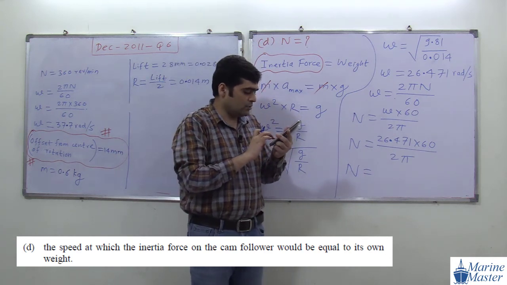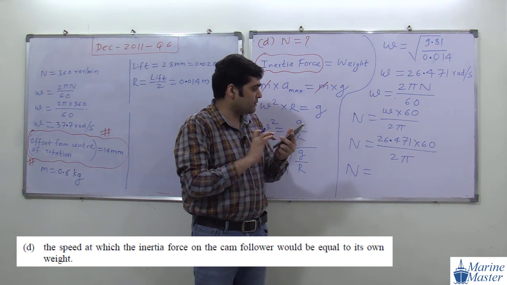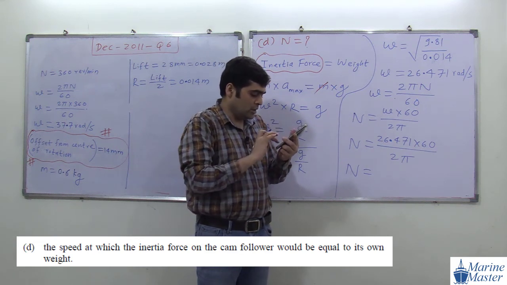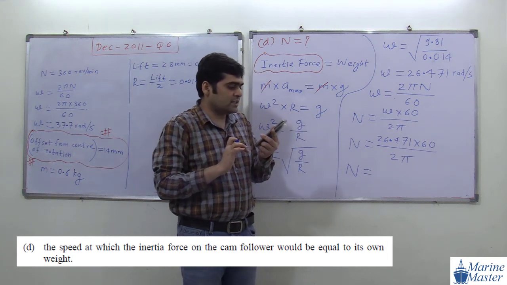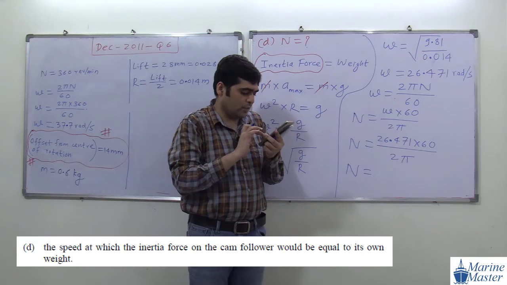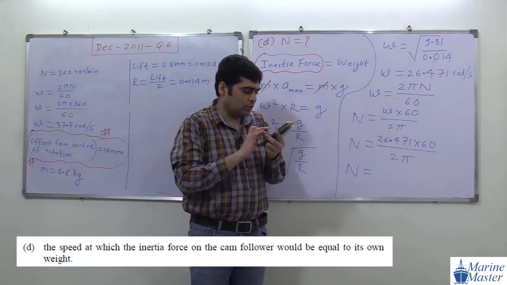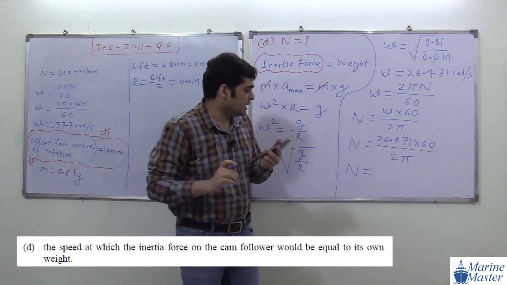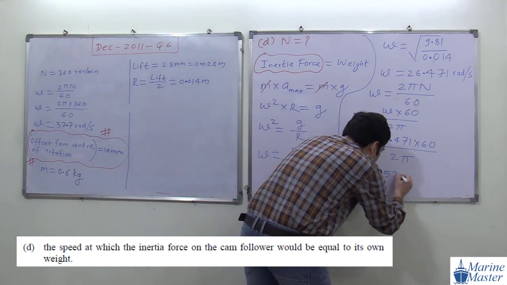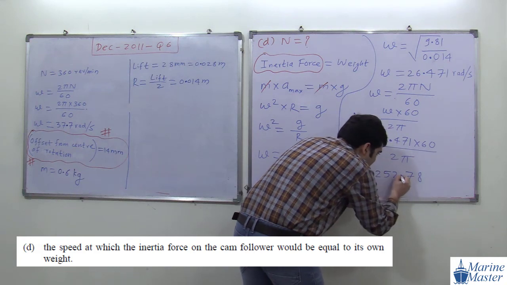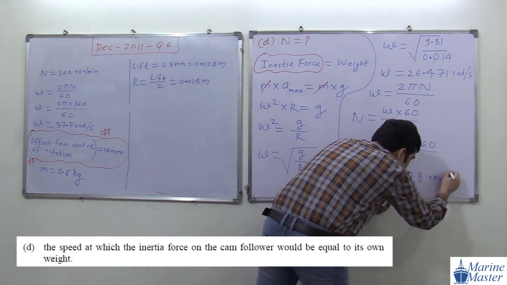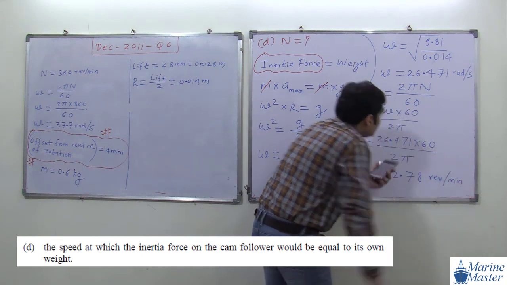So n will be equal to 26.471 multiplied by 60 divided by 2 pi. What is the value of n we are getting? 252 point. Everyone please check it. 252.78 revolution per minute. This is the point here. 252.78 revolution per minute.